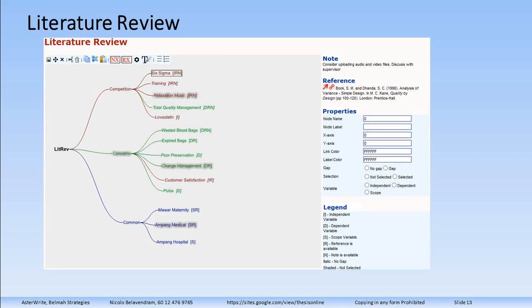The literature review uses a mind map to structure the contents pertinent to the thesis. You can then elaborate on each aspect as necessary. AsterWrite tracks the items and allows you to classify items according to gap, variable, or selection types.